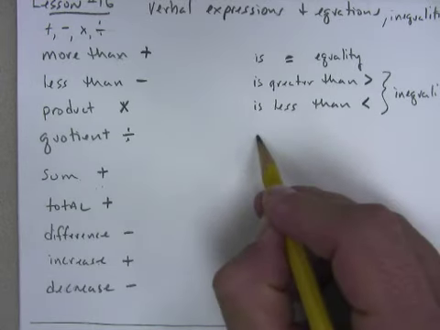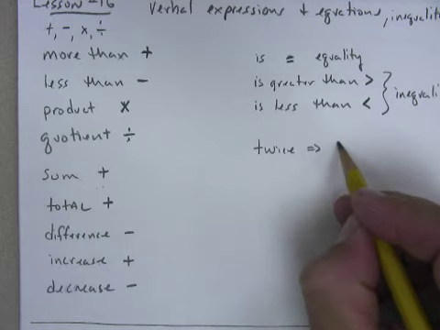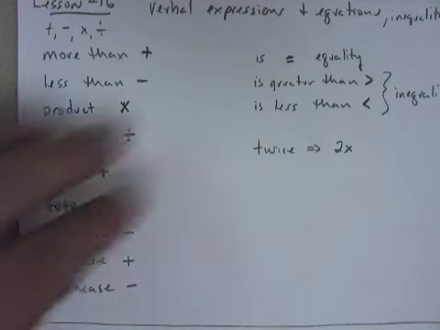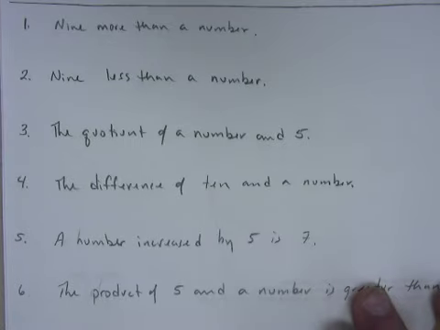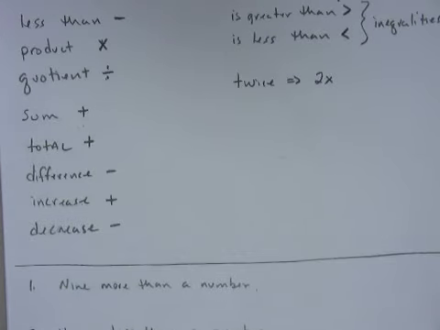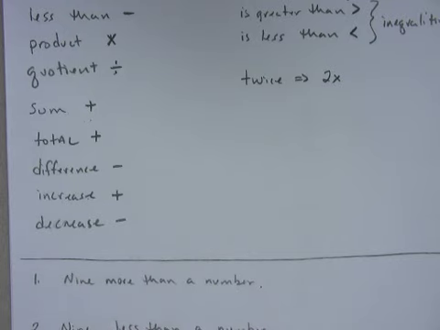All right, there's one other term that I didn't have down originally, and that would be twice. Twice means 2 times. So if I said twice your age, if you're 5, 5 times 2 would be 10. Now we're going to take these and connect them to these 6 sentences. We're going to write out what this means. This is a verbal expression, and we're going to translate that to an algebraic expression.